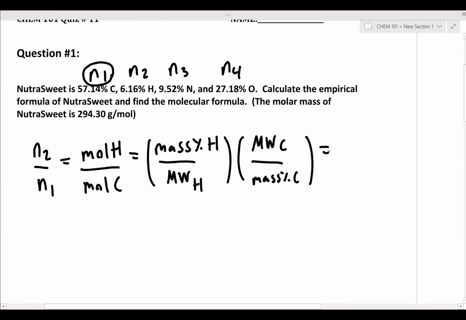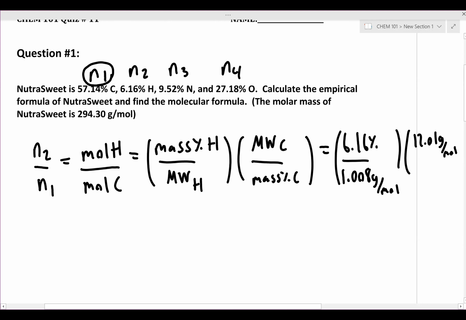And we can plug in some numbers. What is the mass percentage of hydrogen? 6.16. Yep, so we're going to take 6.16%. And what is the atomic mass of hydrogen? Yep, about 1.008 gram per mole. Then we're going to multiply by the molar mass of carbon, which is about 12.01 gram per mole. And then we're going to divide by the mass percentage of carbon, which we established was 57.14%.